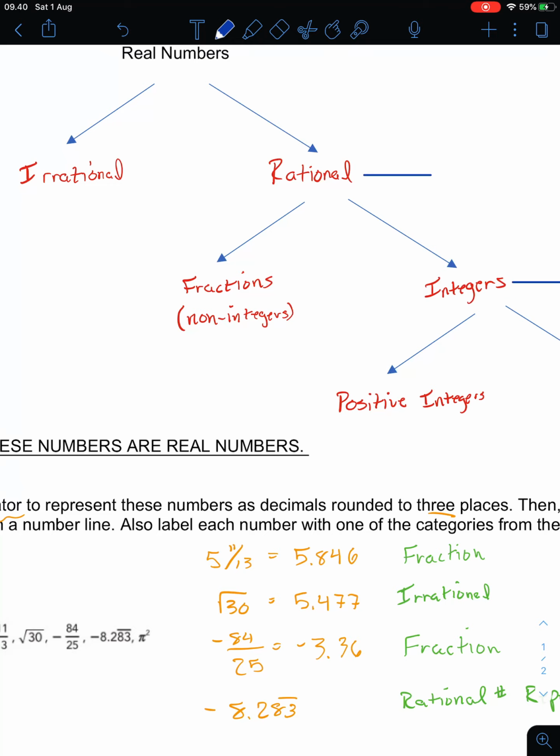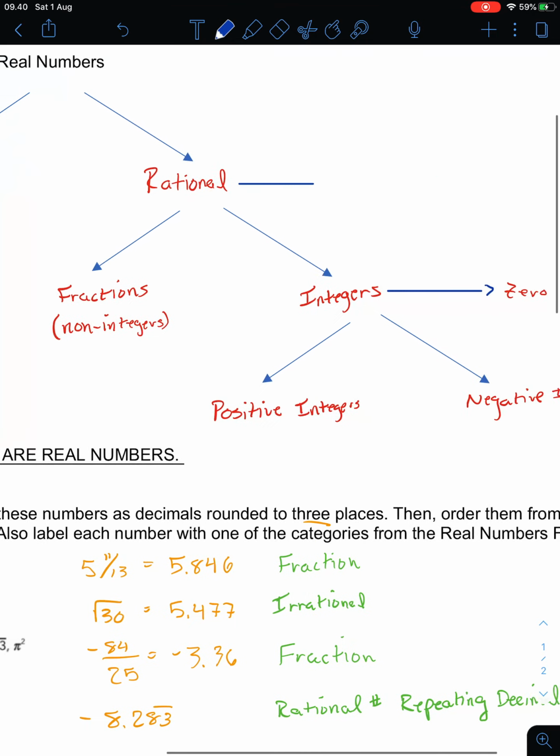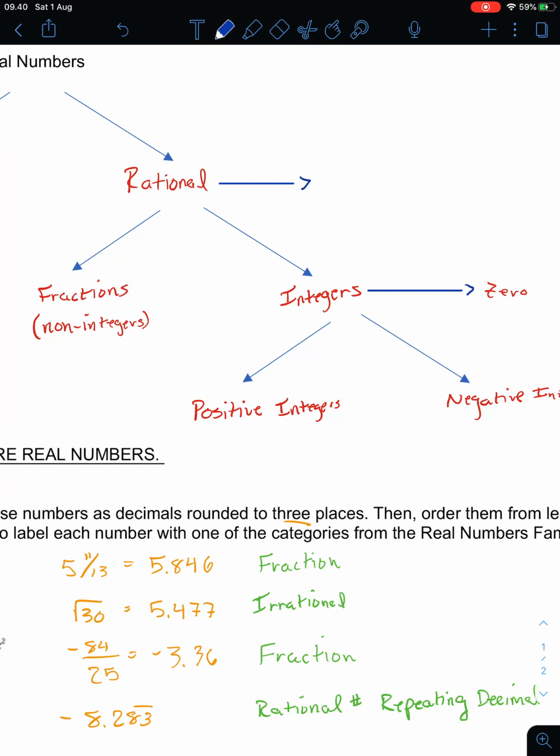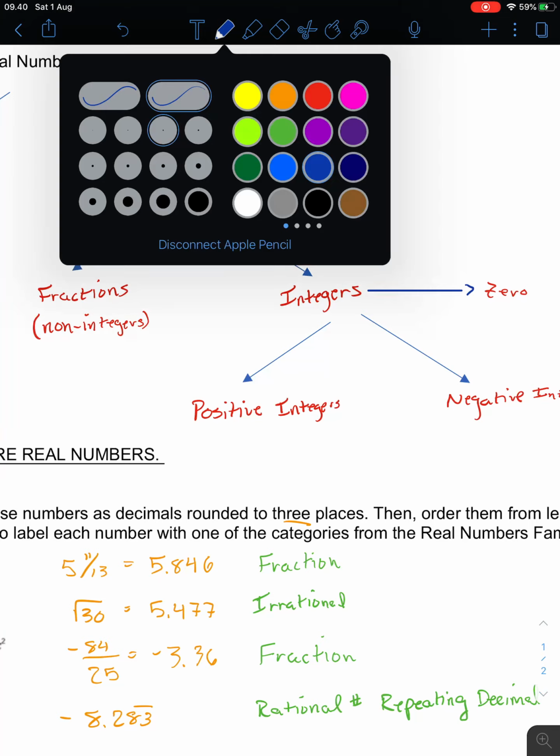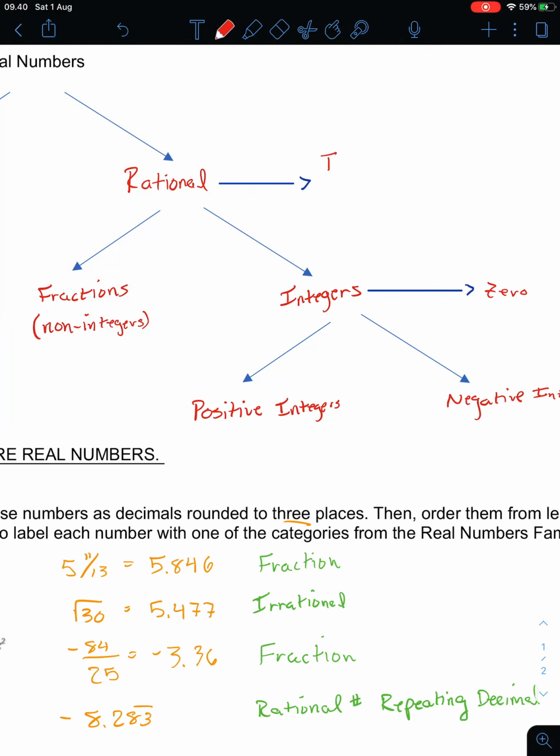Rational numbers, boom, also includes both terminating and repeating decimals.